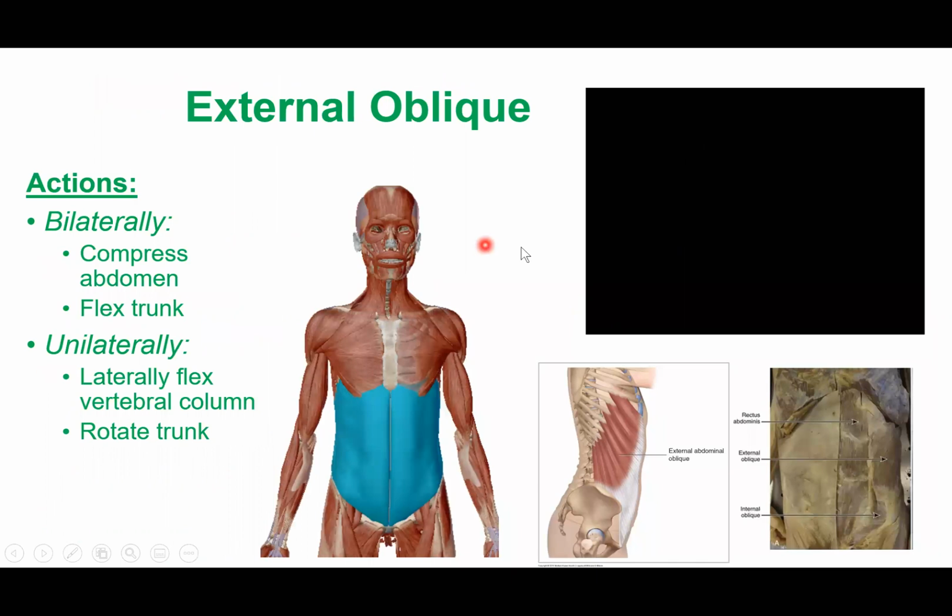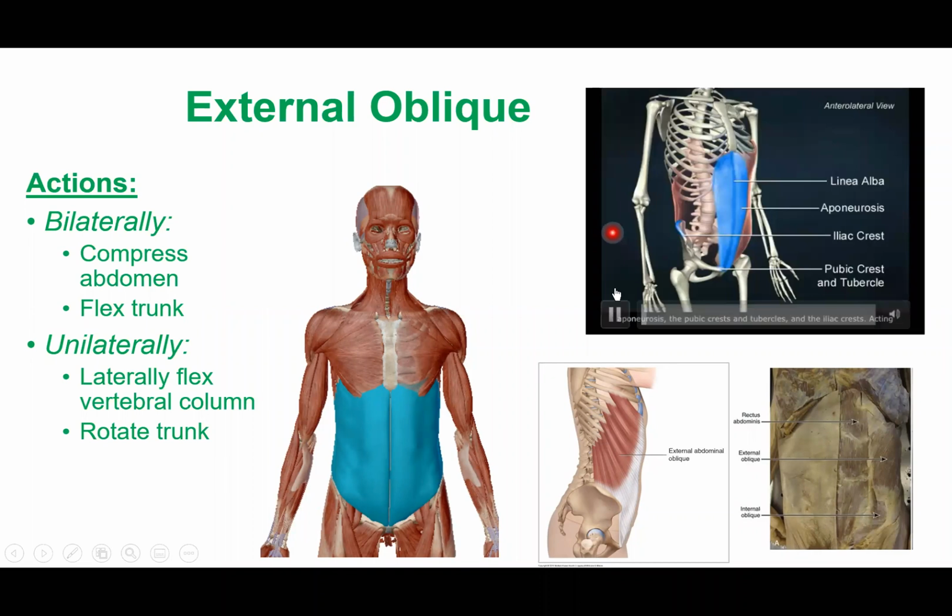So next is the external oblique muscle. And this is one that you just have to know the action for, okay? So external oblique, you just need to know the action. Here is a diagram of the external oblique muscle, external oblique, and out here on the cadaver image of external oblique.